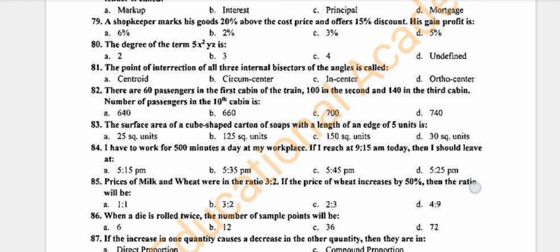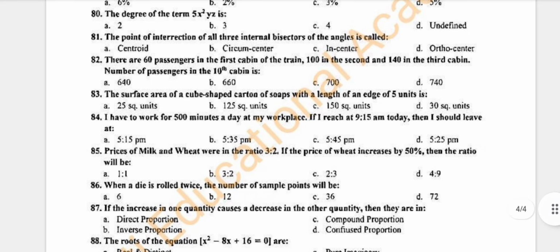C. Question number 82. There are 60 passengers in the first cabin of the train, 100 in the second, and 140 in the third cabin. The number of passengers in the 10th cabin is, and the correct option is 660. B. Question number 83. The surface area of a cube-shaped carton of soap with a length of an edge of 5 units is, and the correct option is 150 square units.